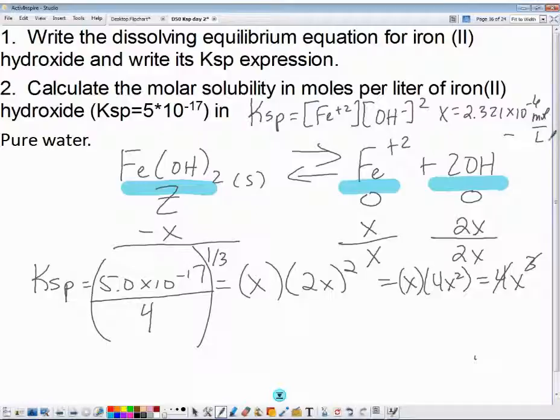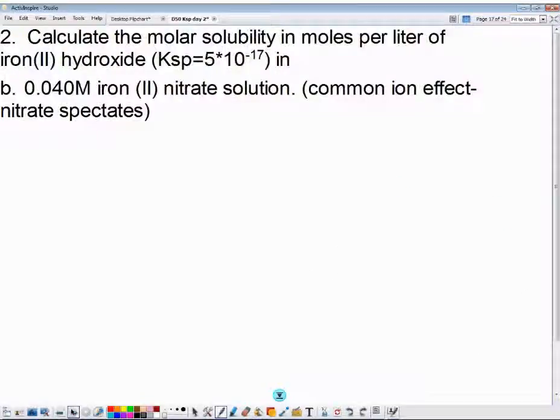How do I answer the next one? Which is the same question, except it's no longer pure water. I've got iron(II) nitrate. So let's do a quick review from Unit 2 of AP Chemistry, which says iron(II) nitrate is 100% soluble.